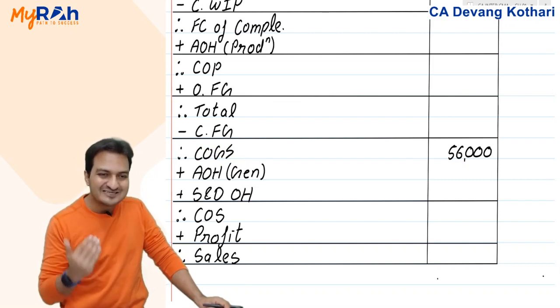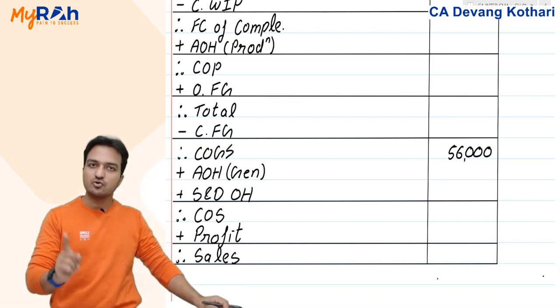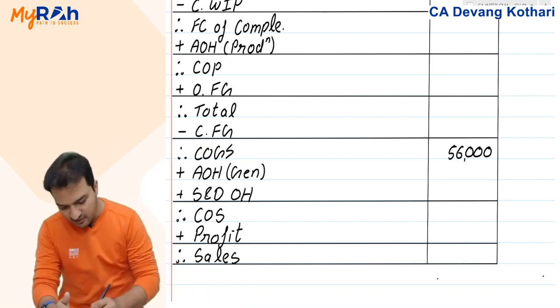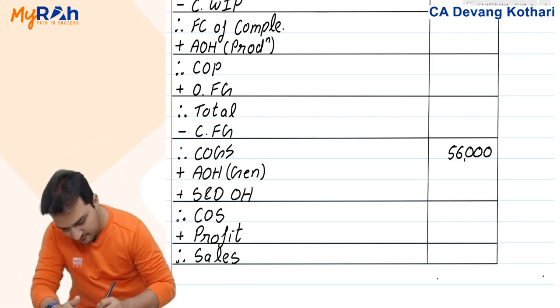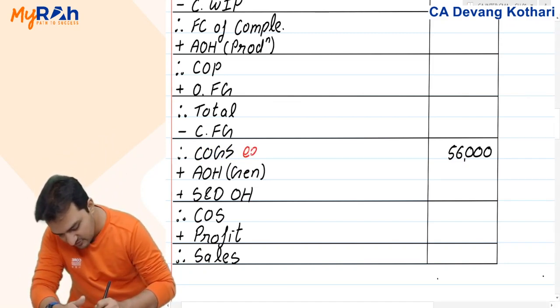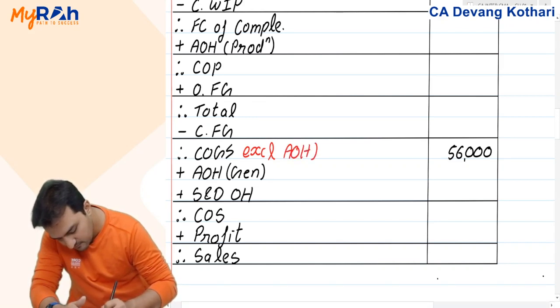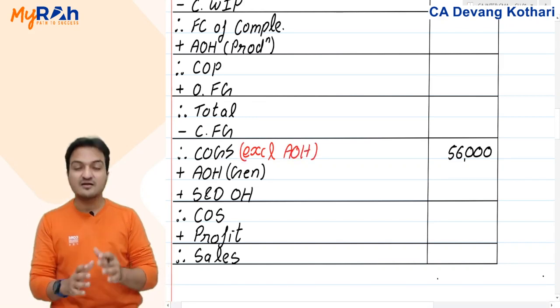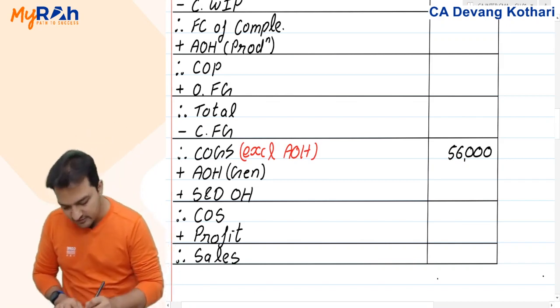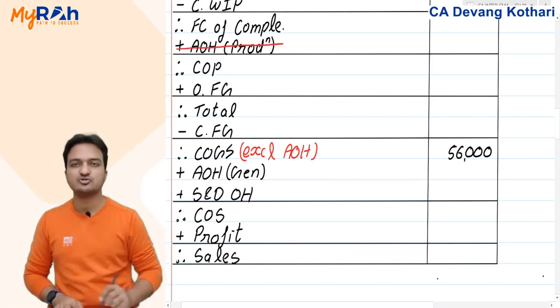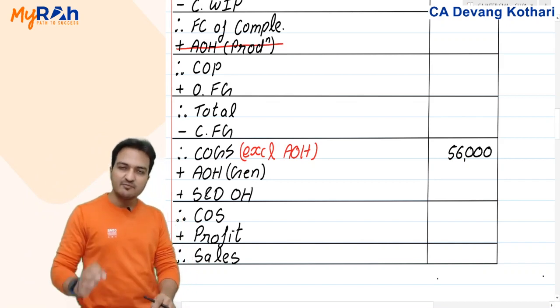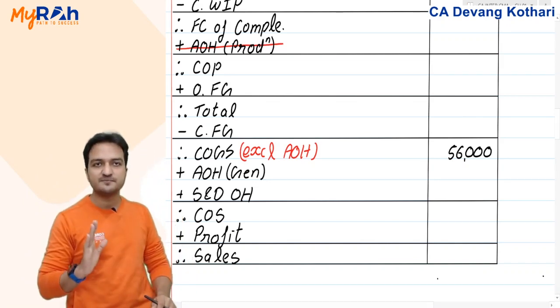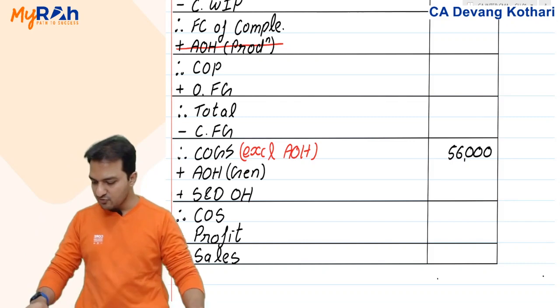So when the question says that the COGS of 56,000 is excluding admin overheads, well, that clearly indicates that the admin overheads is not based on production. Rather, it means admin overheads is general admin overheads. Done? Yes. Okay, so I'll just put down those values over here.